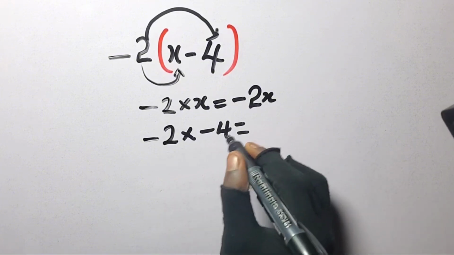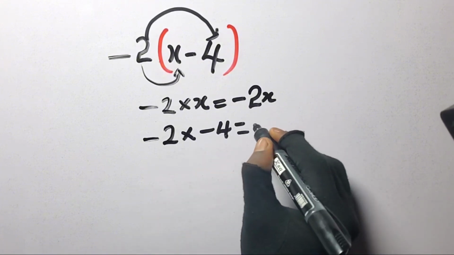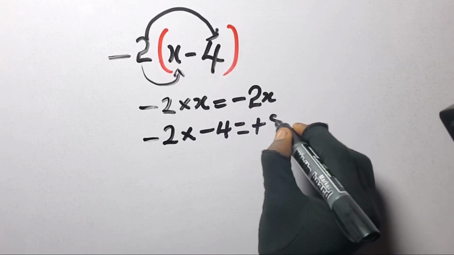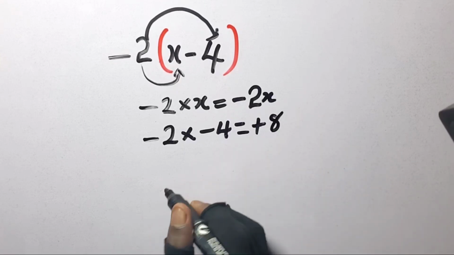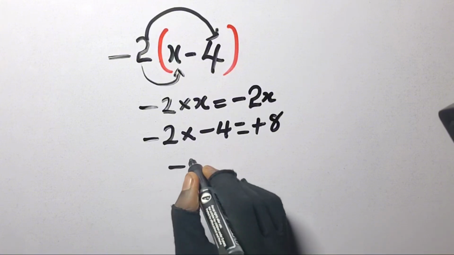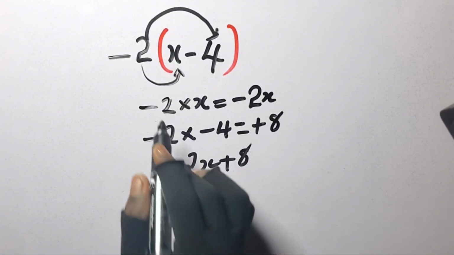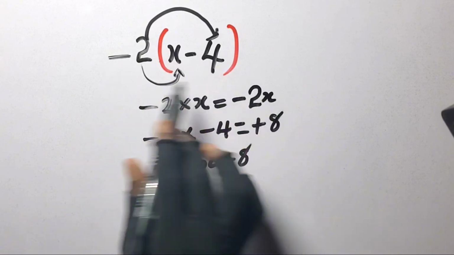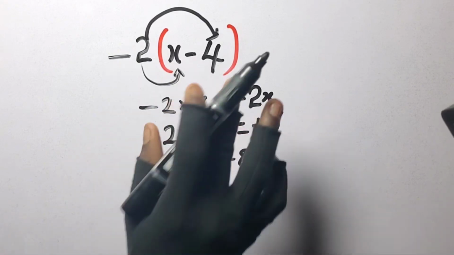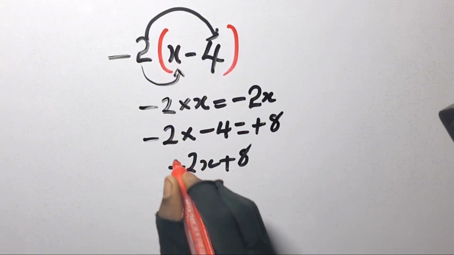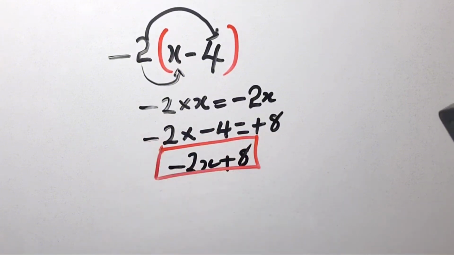So it's going to be 2 times 4 equal to positive 8. Therefore, the result will be -2x plus 8, when you distribute this into all things in the bracket. Okay? So this is the final solution.